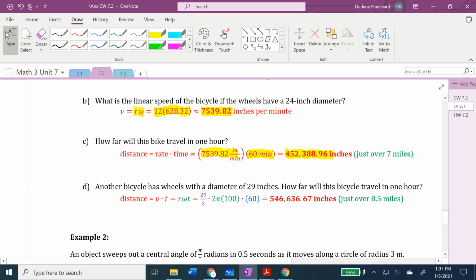And I went ahead and just wrote in parentheses after the answer in inches how many miles we were talking about. I just used the conversion from inches to miles to get that, just to put that out there. So what I also want you to realize is the bicycle with the 24-inch diameter versus the bicycle with the 29-inch diameter. Look at the difference in the distance they were able to travel with the same exact angular speed. And that's the value of having larger wheels.